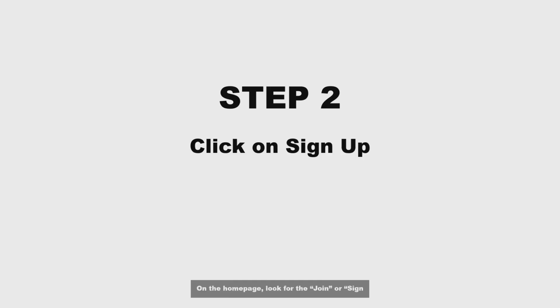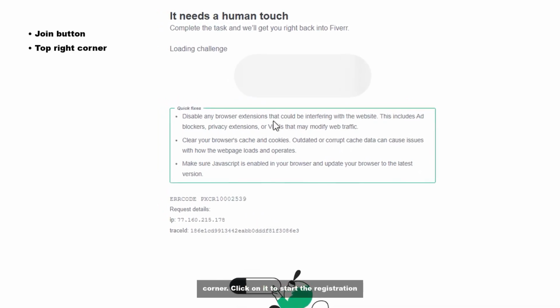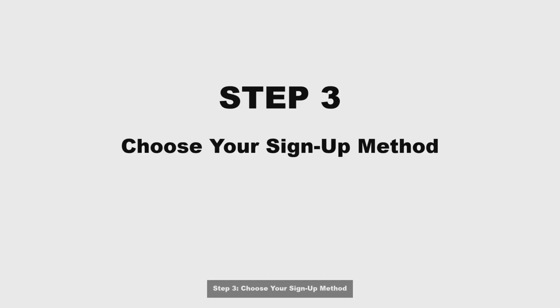Step 2. Click on Sign Up. On the home page, look for the Join or Sign Up button, usually located at the top right corner. Click on it to start the registration process.